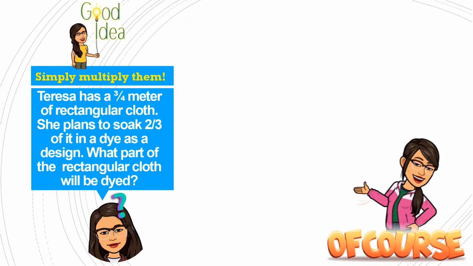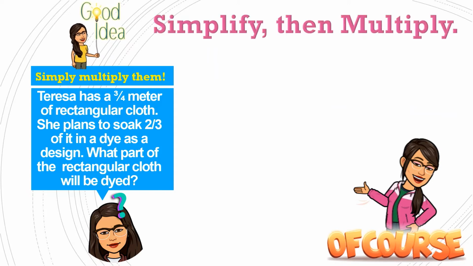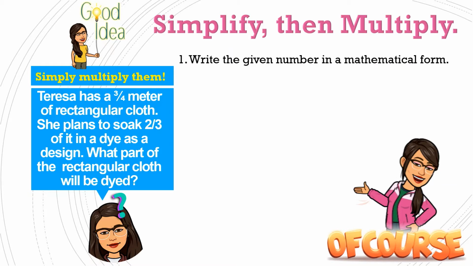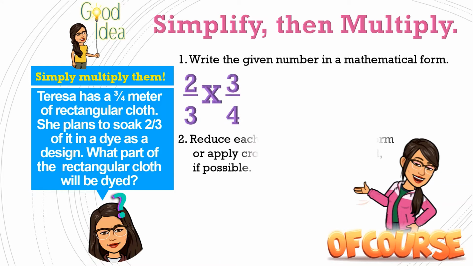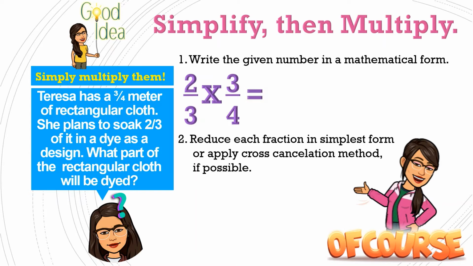Okay, let's now try another way. This is simplify, then multiply. First, we are going to write the given numbers in a mathematical form. 2/3 times 3/4. We are going to reduce each fraction to simplest form or apply the cross-cancellation method if possible. How are we going to do that? We are going to have 2 times 3 in the numerator and 3 times 4 in the denominator.